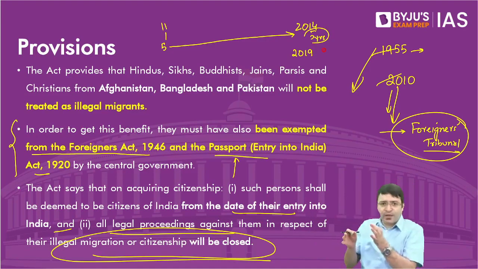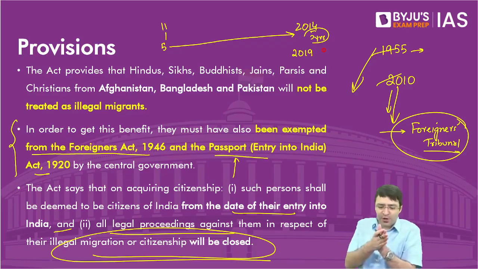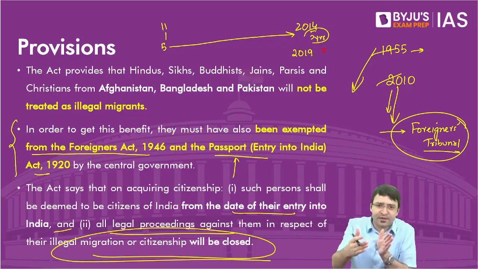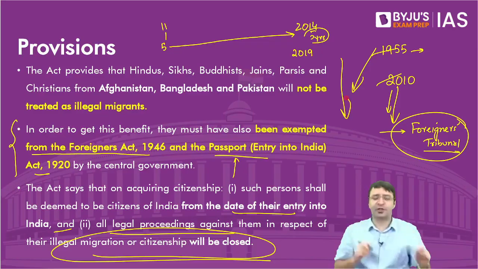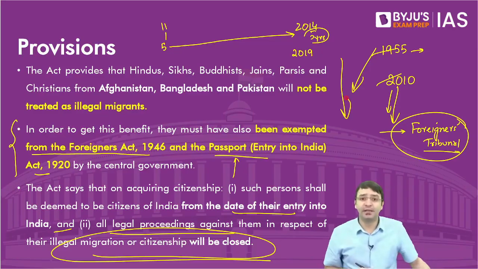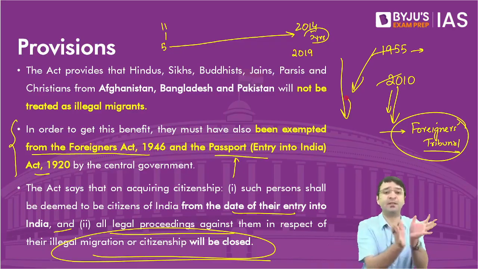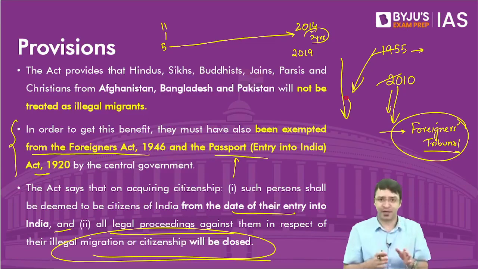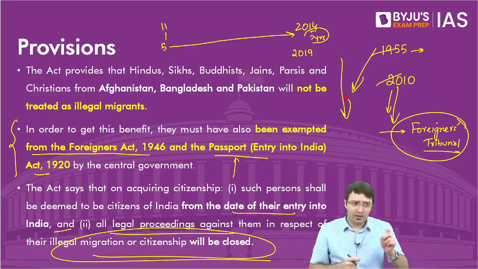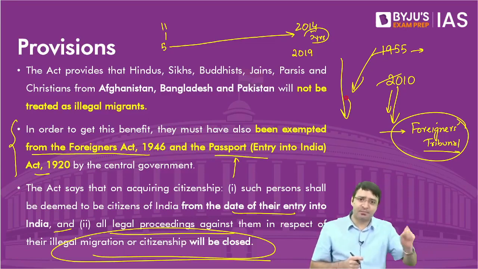If you have come to India on or before 31st December 2014, all you have to do is stay in India for 5 years. And once you stay in India for 5 years, you are eligible for citizenship. But from what date? Adnan Sami became a citizen from the date he became a citizen. He was given the certificate. But you have come from Pakistan, Afghanistan, Bangladesh.